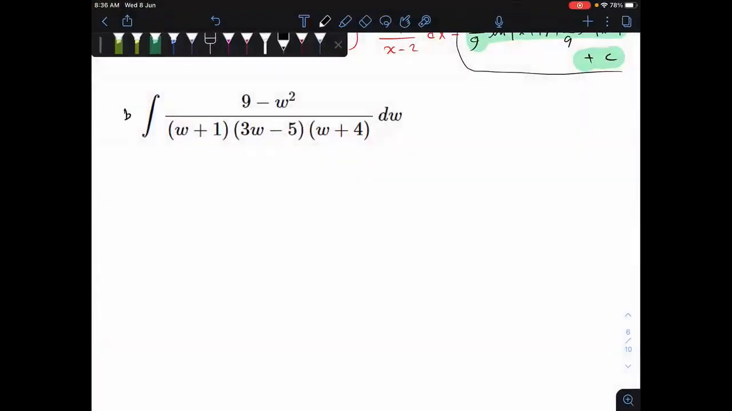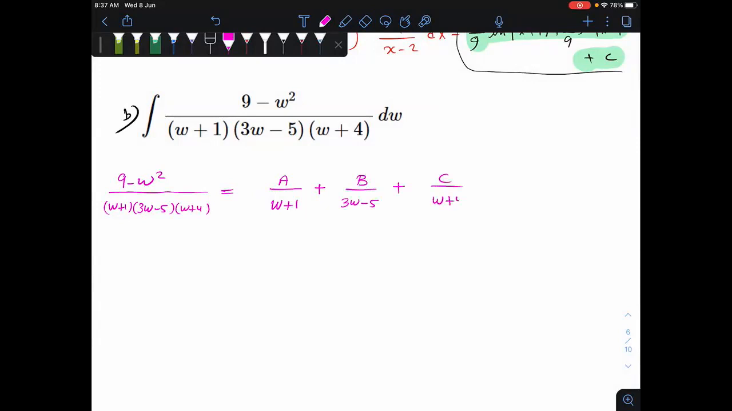Next question, letter B. What's the integral of 9 minus w squared over w plus 1, which is linear, 3w minus 5, also linear, and w plus 4, also linear? So we're going to write 9 minus w squared over (w plus 1)(3w minus 5)(w plus 4) equals A over w plus 1, plus B over 3w minus 5, plus C over w plus 4.